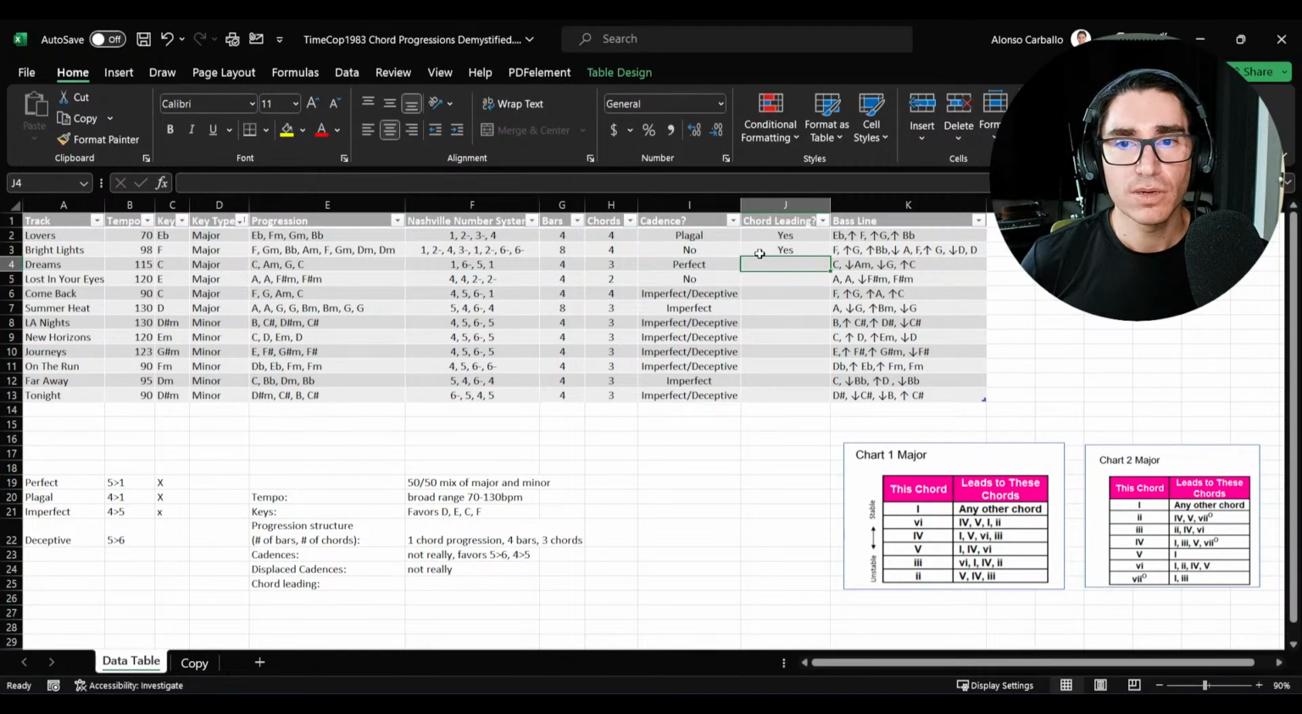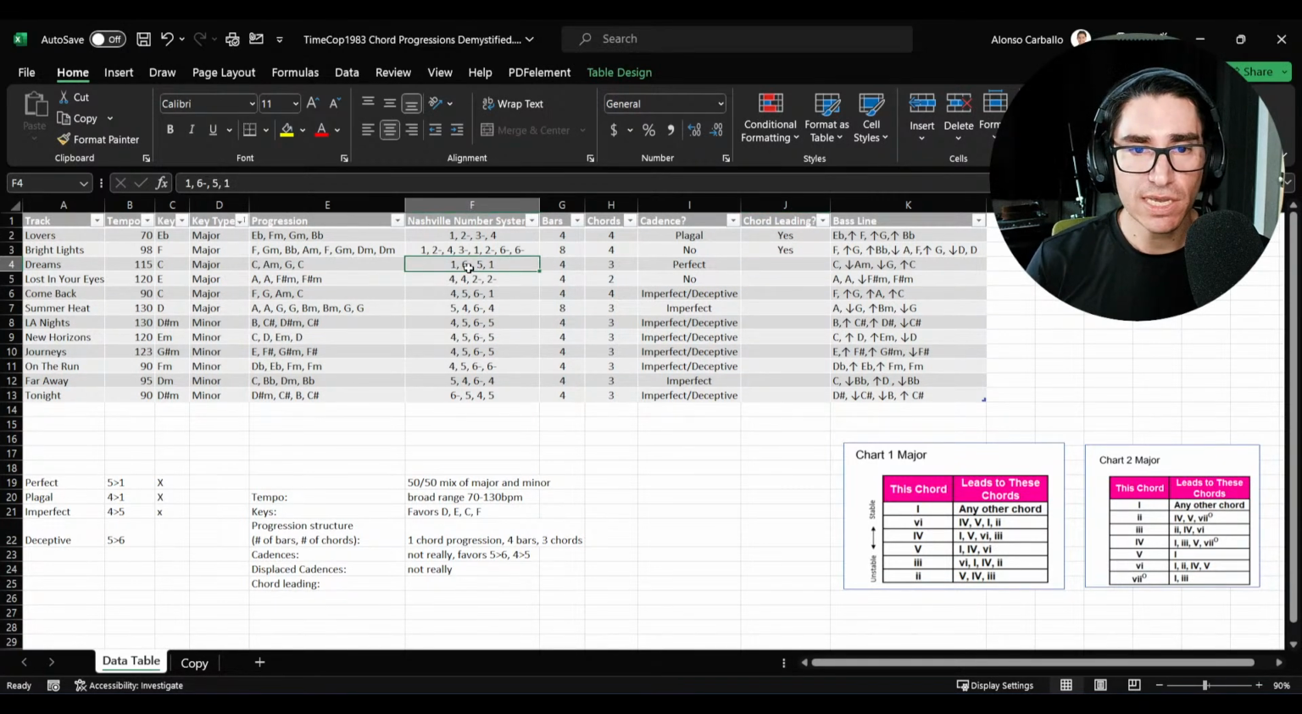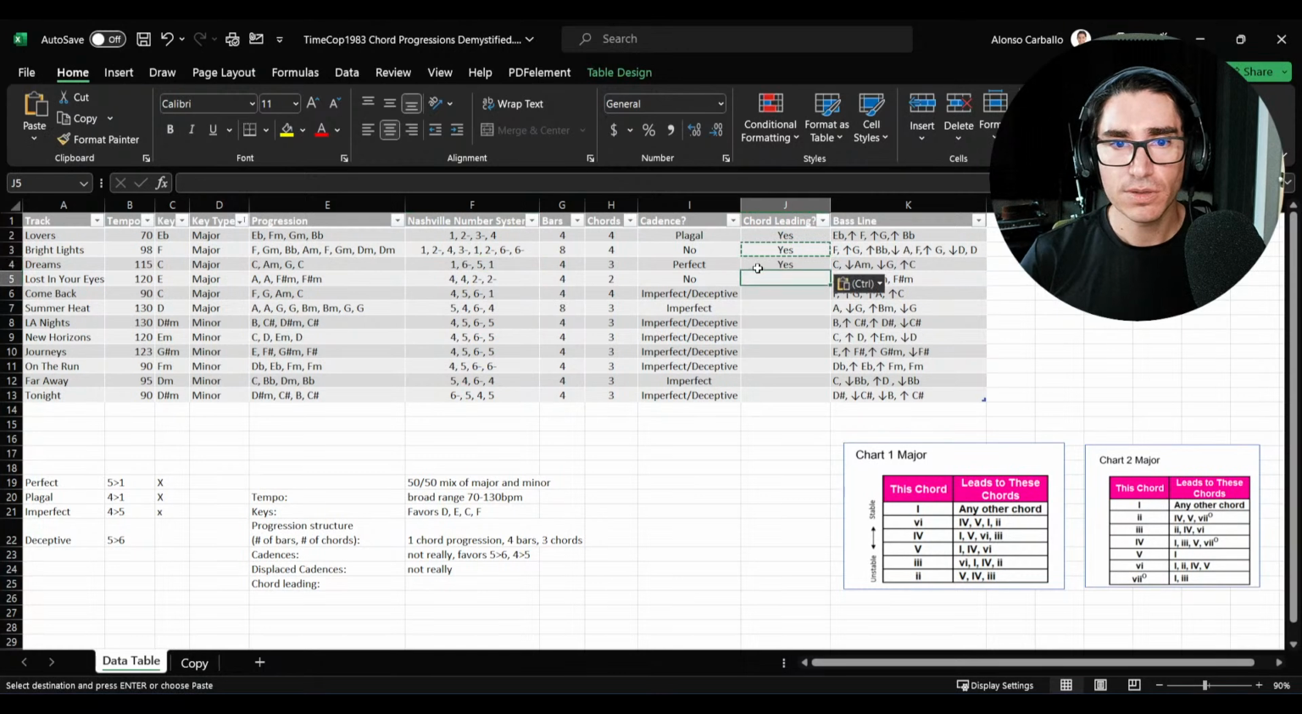Definitely, we could chord lead our way into this progression. What about the next one? 1, 6, 5, 1. I know that 1 to 6, yes. 6 to the 5, yes. And 5 to 1, yeah, that's a perfect cadence, so for sure.